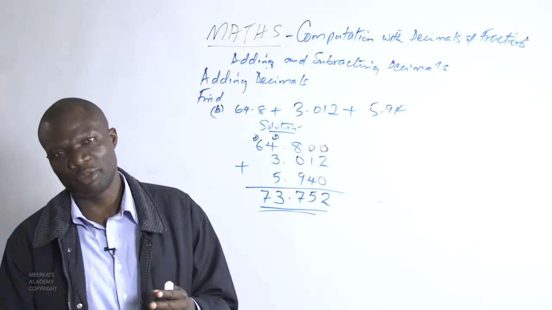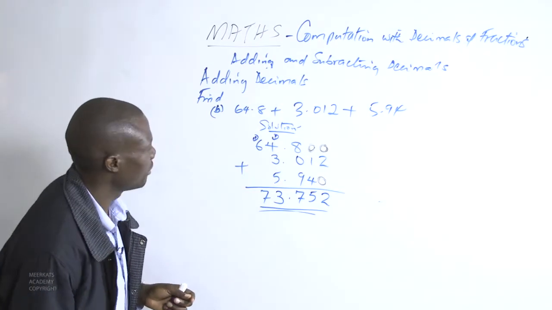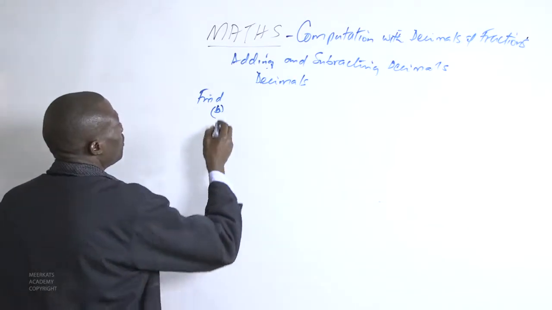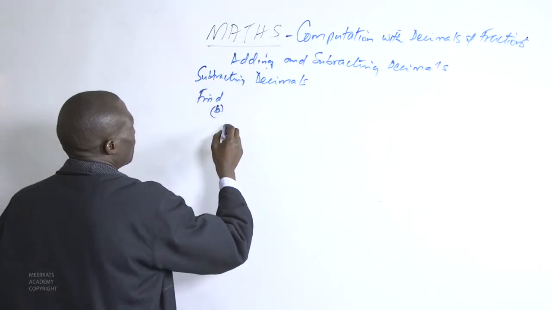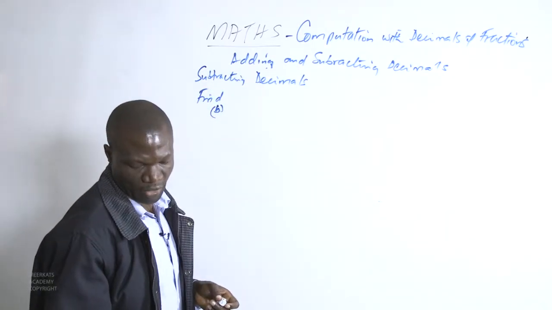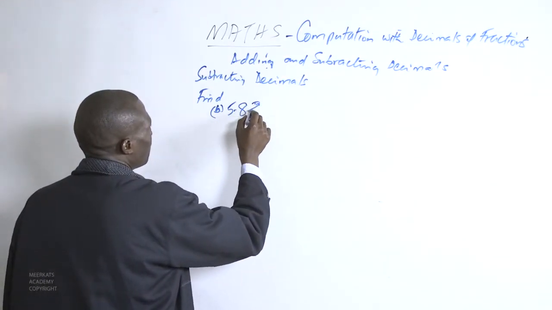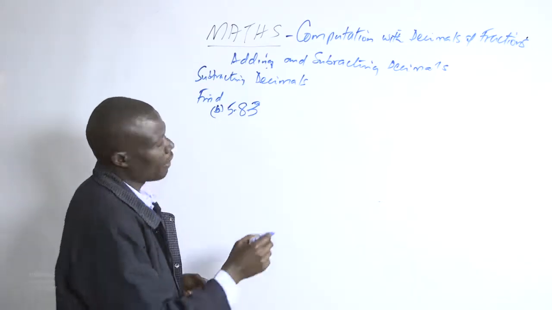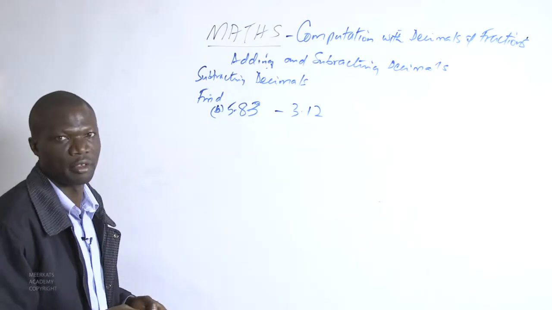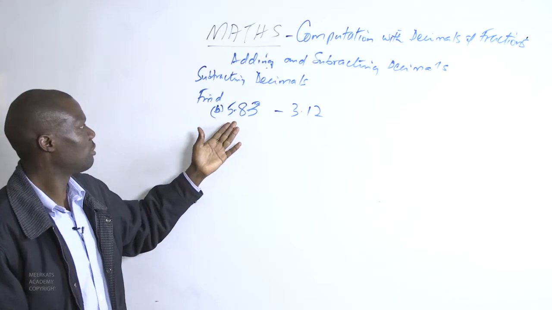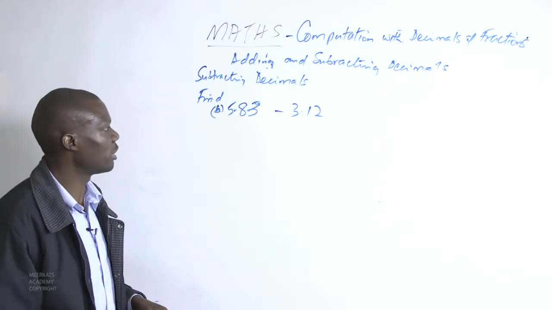Now, what if we are subtracting these particular numbers? So we want to look at subtracting decimals. In this case, find 5.83 minus 3.12. 5.83 minus 3.12.